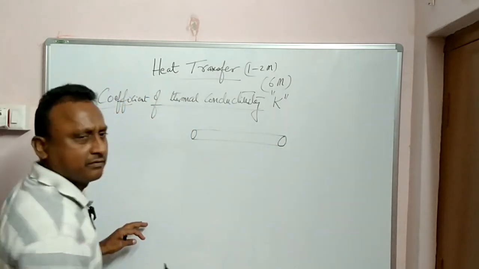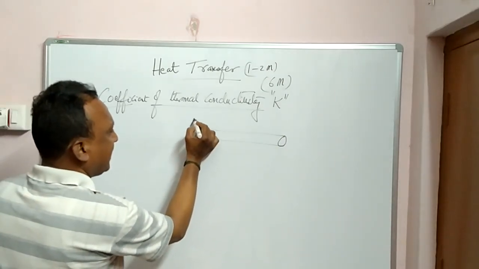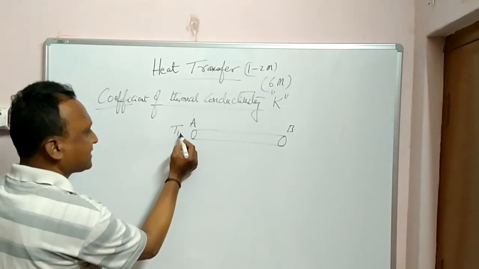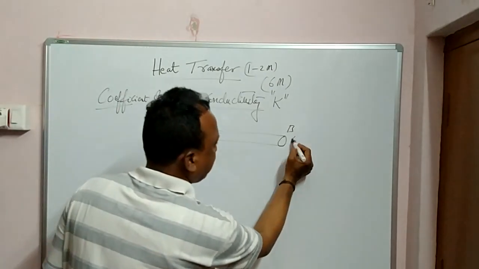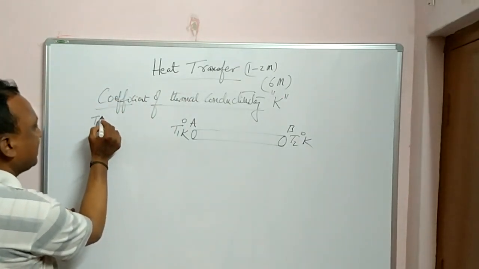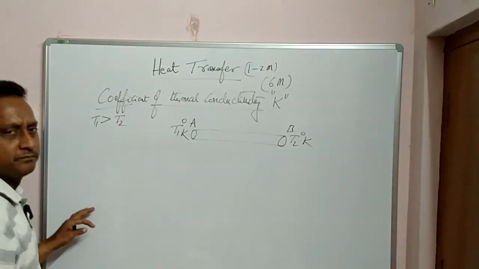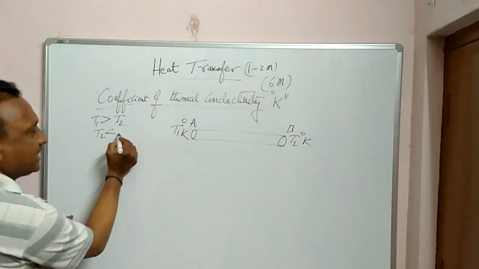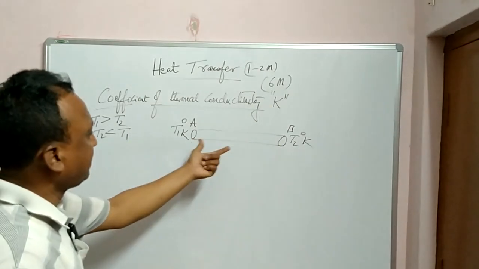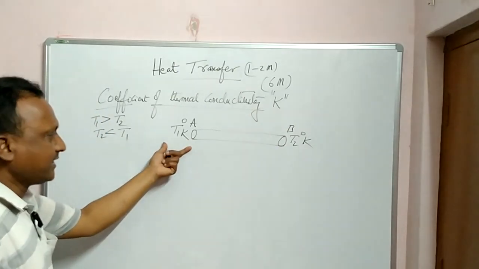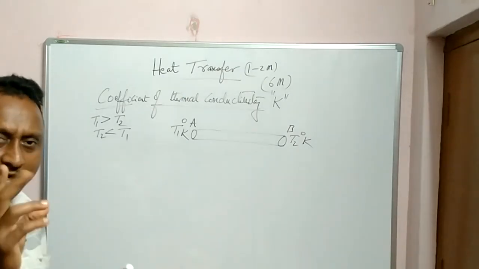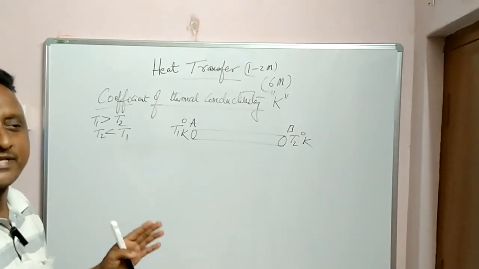or metal rod. This is end A. This is end B. Let the temperature here be T1 degrees Kelvin and here T2 degrees Kelvin, and make a note, T1 is greater than T2 or T2 is less than T1. So you can observe from the figure, T1 degree centigrade is greater than T2 or T2 is less than T1. So here one thing you have to make a note, steady state and unsteady state.